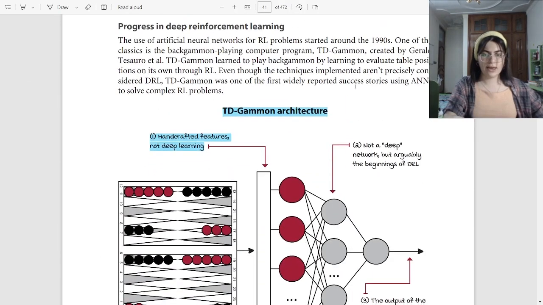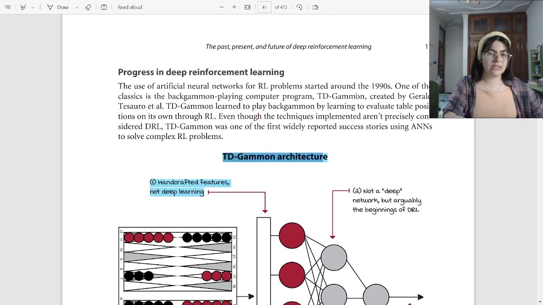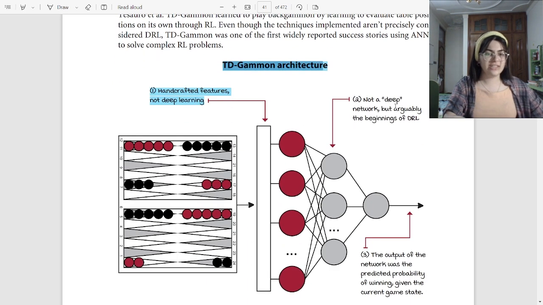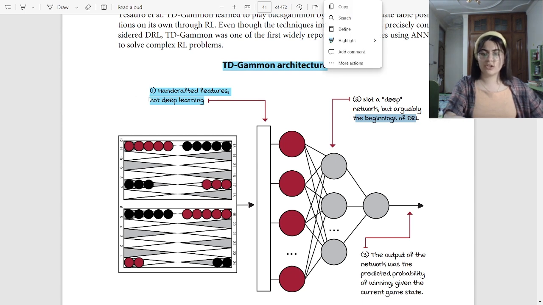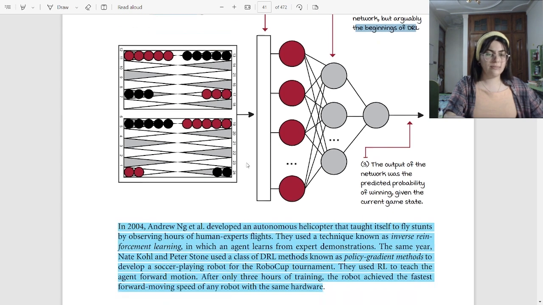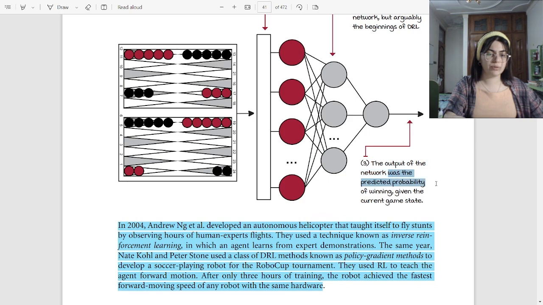Okay, so then we have progress in deep reinforcement learning. One of the very important parts: it says that RL probably started in the 1990s with TD-Gammon, which didn't necessarily use a deep network, but it was the beginning of RL. The TD-Gammon architecture tries to play and learn this game, and the output was the predicted probability of winning given the current game state.